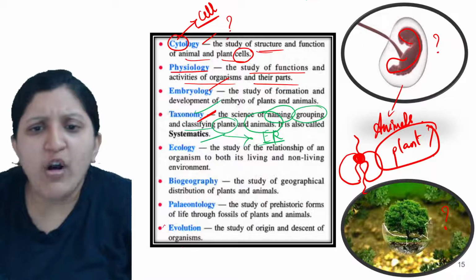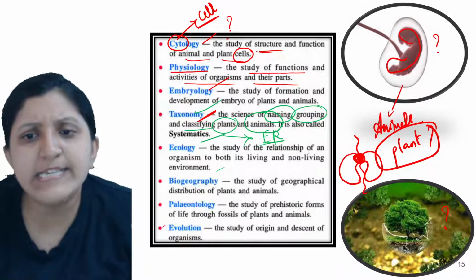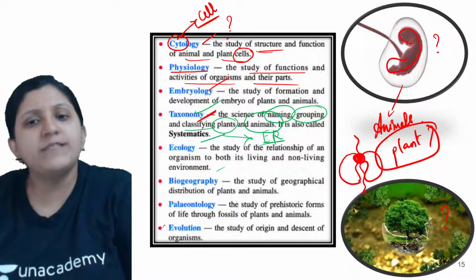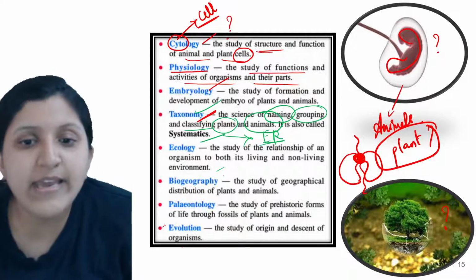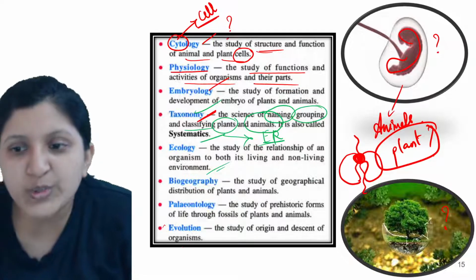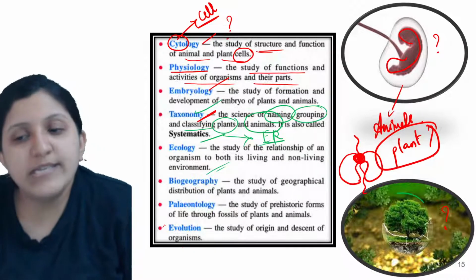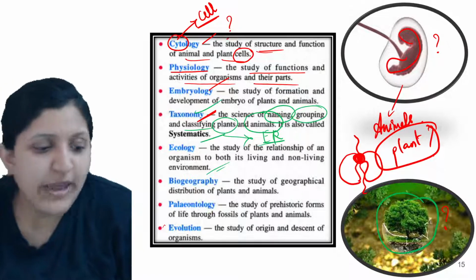Then we have ecology here, which is basically the study of the relationship of an organism. Take a tree, for example. You can find a tree here.